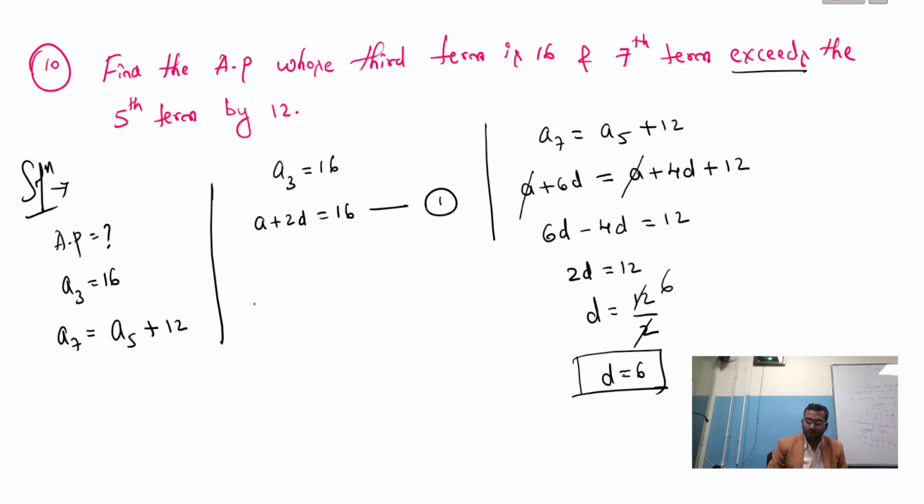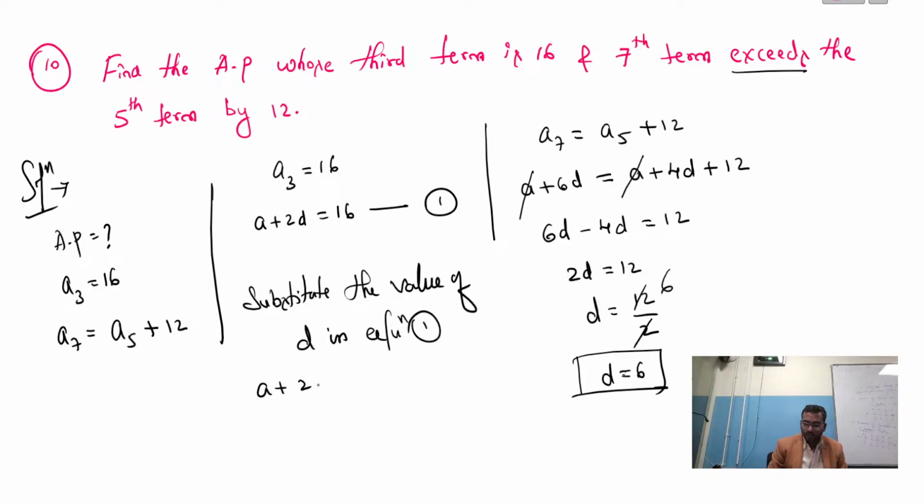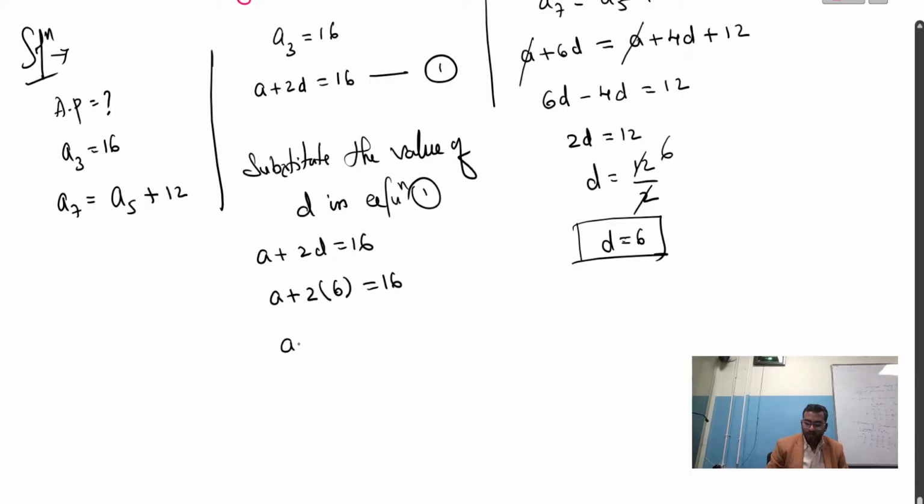Now can we substitute the value of D here? Now we can write here. Substitute the value of D in equation 1. What is equation 1 here? A plus 2D is equal to 16. Then A plus 2, the value of D is 6, that is equal to 16. Now we can say that A plus 2 6s are 12 is equal to 16. A is equal to 16 plus 12 come to the other side, that is minus 12. A is equal to 16 minus 12, which is 4.